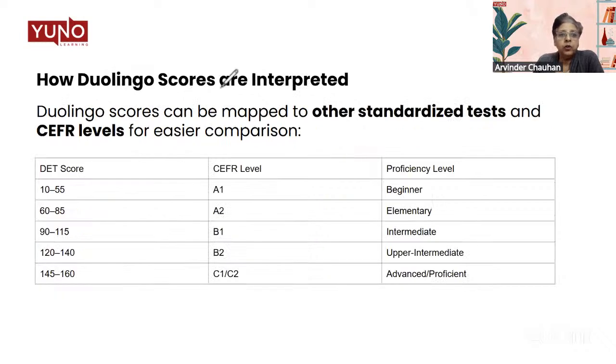Okay, how Duolingo scores are interpreted. They can be mapped to other standardized tests and CEFR levels. Again, we come to the CEFR level. 10 to 55 is A1. Here we begin, this is the beginner one, right? And the highest, 145 to 160, is C1 to C2. This is the advanced proficiency level. Okay.